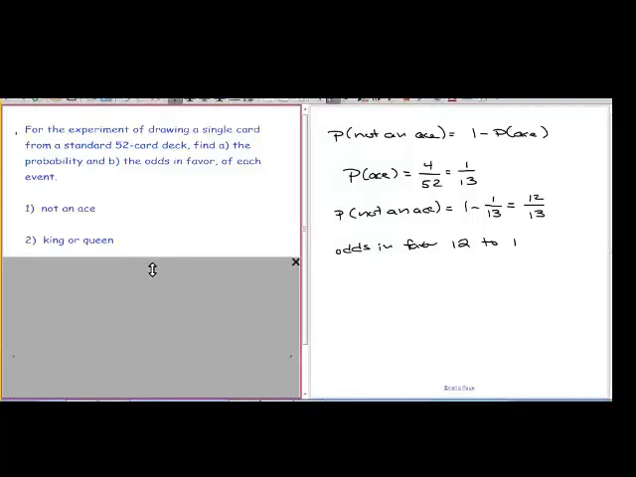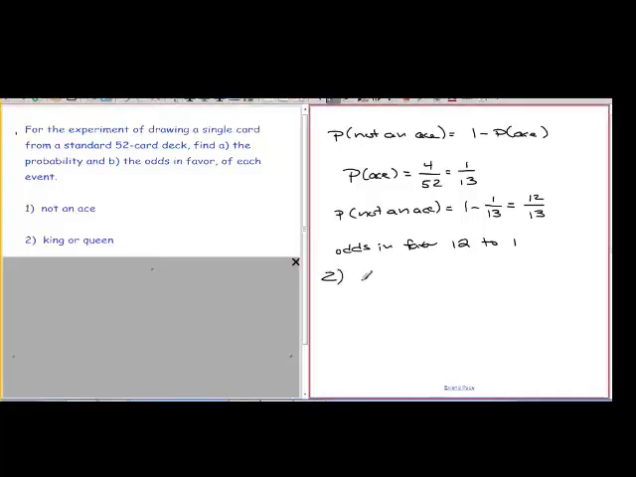Okay, so here we have the king or queen. So this is the second part. So this is using the second bit because it's an or statement. So the probability of a king or a queen is the probability of picking a king plus the probability of picking a queen minus the probability of picking a king and a queen at the same time.